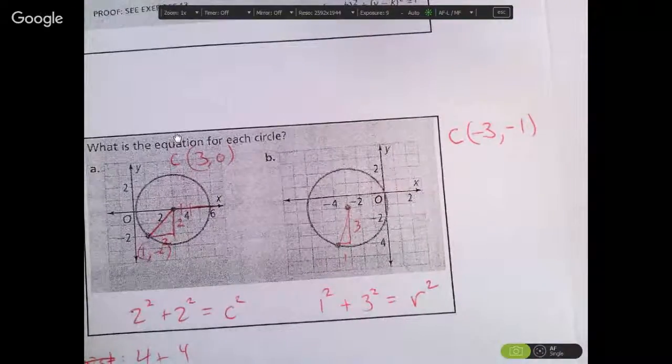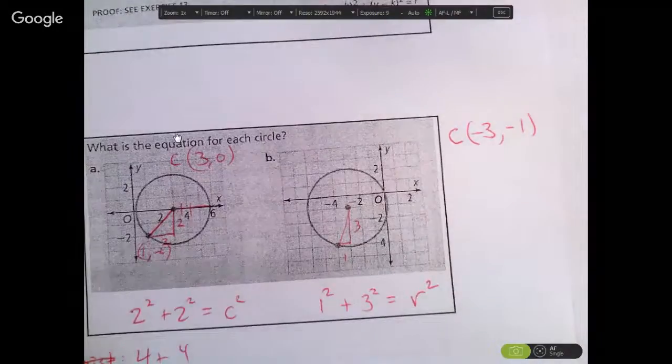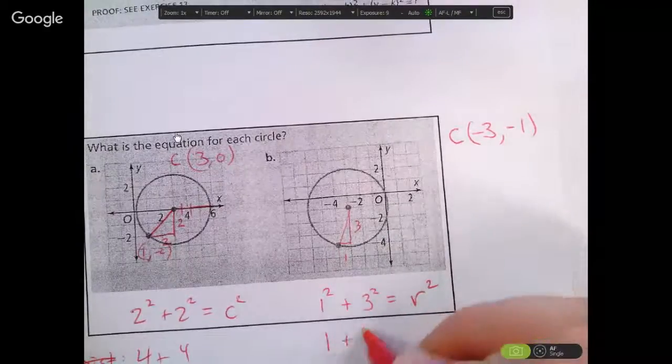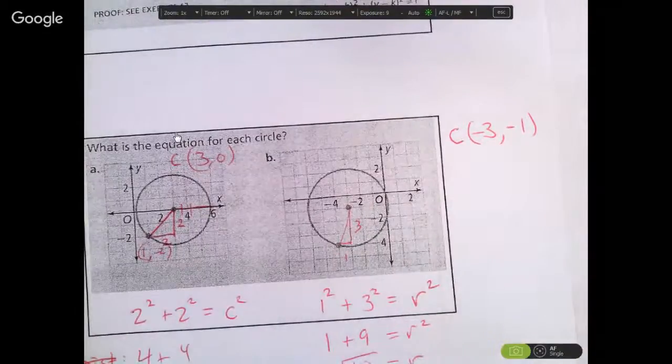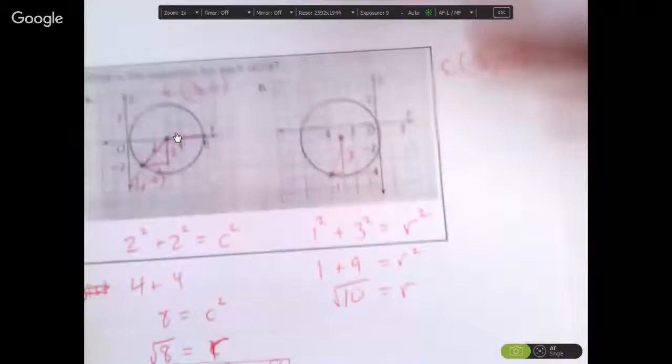Isn't the radius just 3? No, it's not, because it doesn't go exactly there. So 1 plus 9 equals r squared. So the radius equals the square root of 10. I hate that I do that.